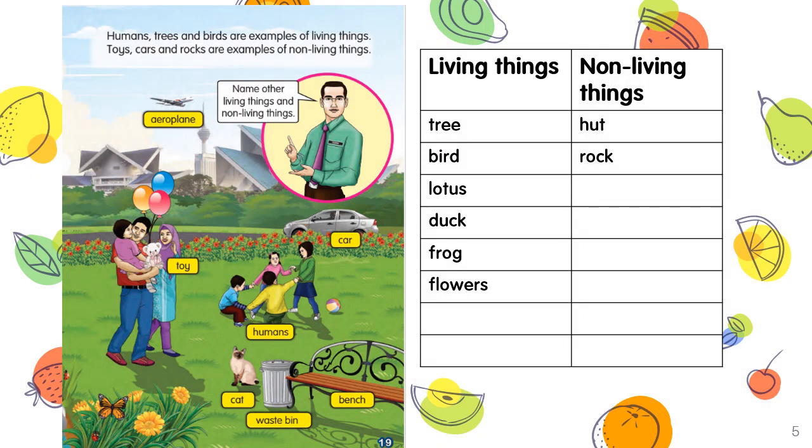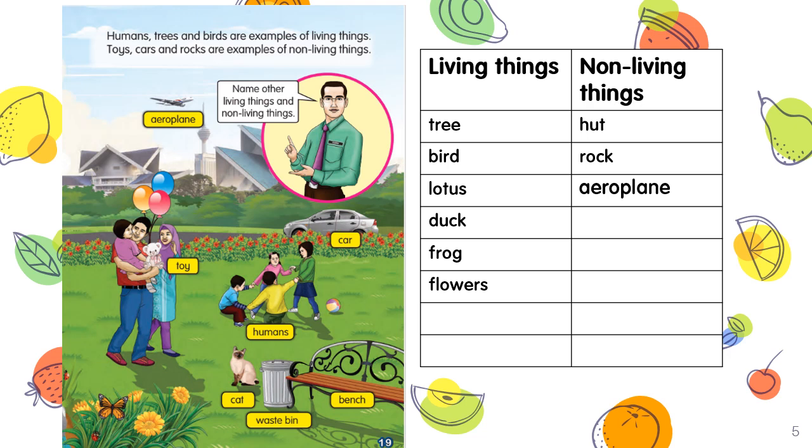Okay. Now let's take a look at the next picture in your textbook. Sila tengok gambar seterusnya di buku teks anda. Okay. Now let's take a look at the first object. Aeroplane. Is it living things or non-living things? Can you guess the answer?